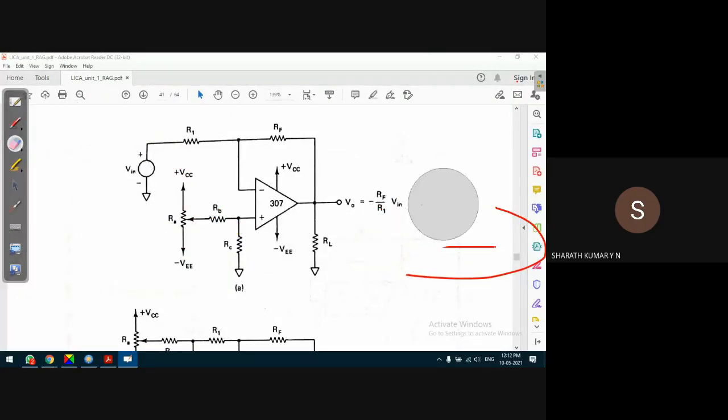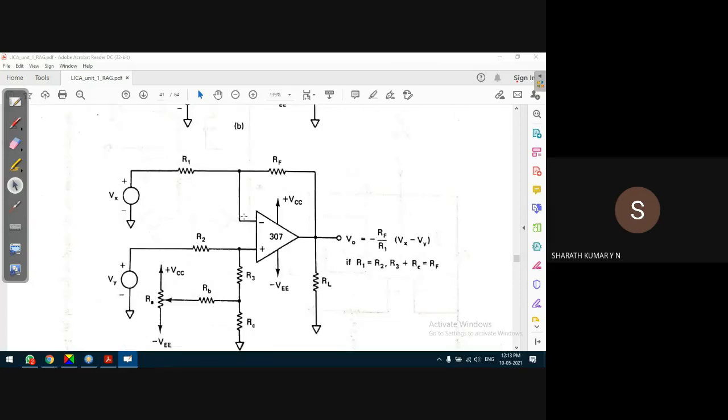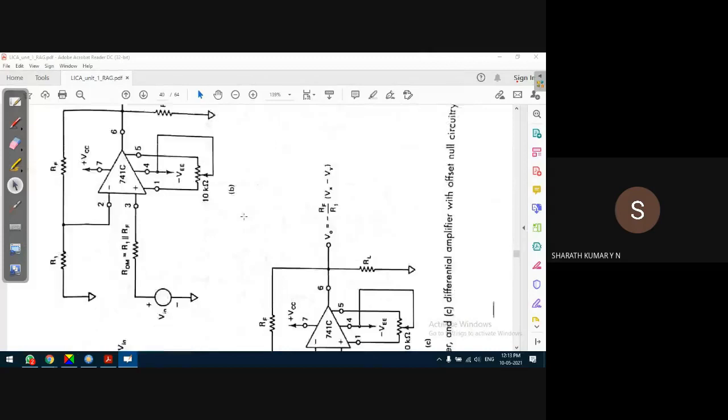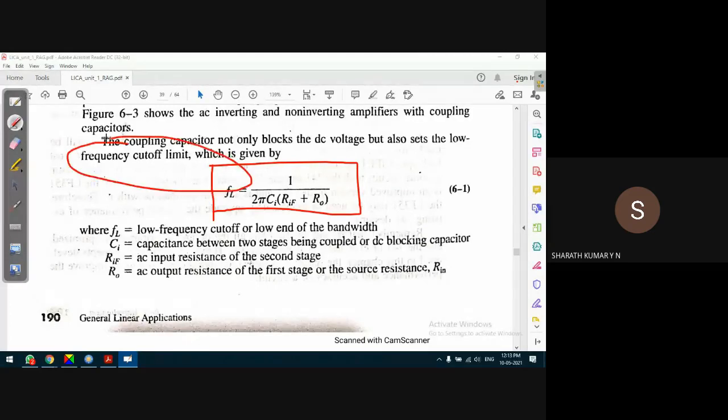In the next class, I'll continue. This is the inverting AC amplifier. Similarly, these circuits are similar to what we discussed for the DC amplifier; there's not much of a difference. We'll continue with the non-inverting amplifier and the differential amplifier, and we'll derive the equation for the frequency and the design of coupling capacitors for a given cutoff frequency limit. There is a lower cutoff frequency as well as an upper cutoff frequency. For this discussion, I'll be using the David Abel book in the next class.